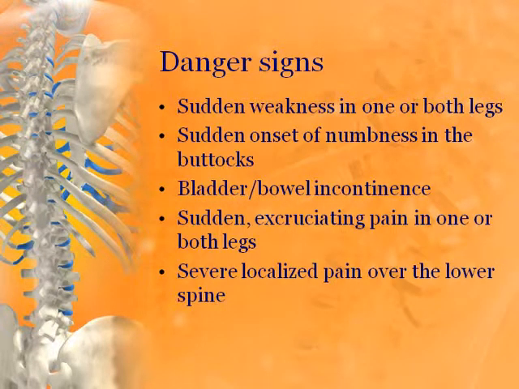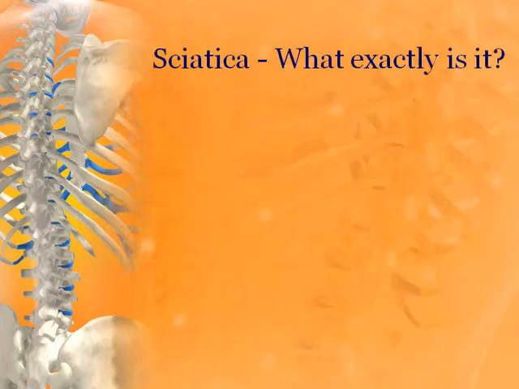If there is severe localized pain over the lower spine in one spot or in a small area of the lower spine. They are important danger signals that there is something serious going on. The concern that we have in these situations is that there might be compression of the spinal cord, which if not taken care of immediately can lead to catastrophic consequences.